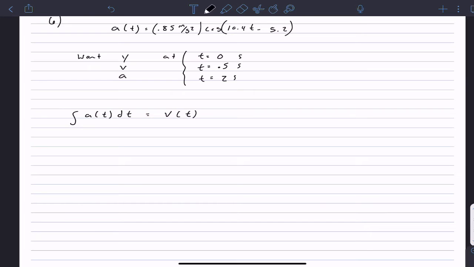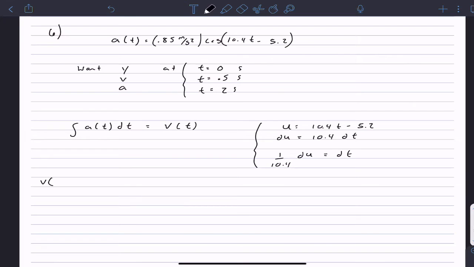So you could use a substitution method where u is the argument inside the cosine function, 10.4t minus 5.2, and du is equal to 10.4 dt, right? That means that 1 over 10.4 du is equal to dt. So you could go through all of this and do that. So it's not a bad idea if you're not super comfortable with taking an integral this way. I recommend it.